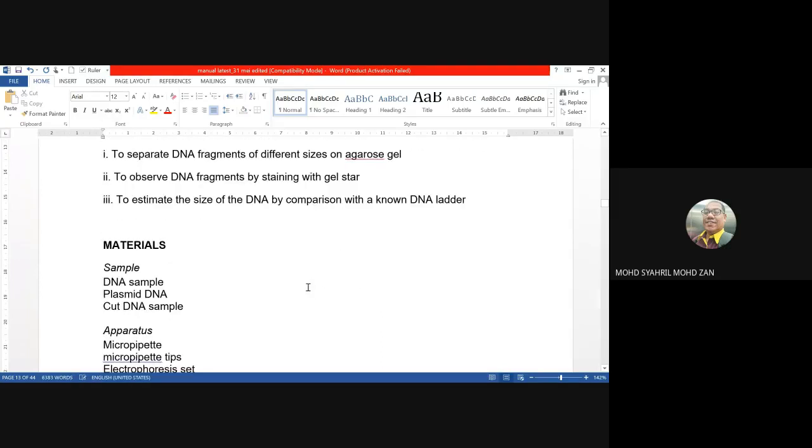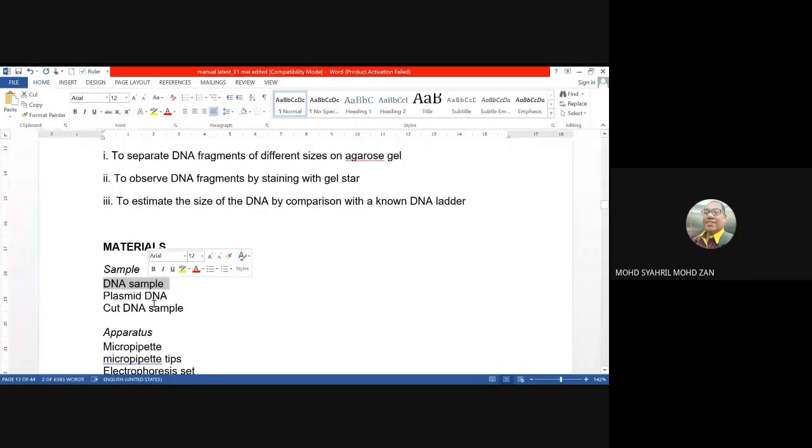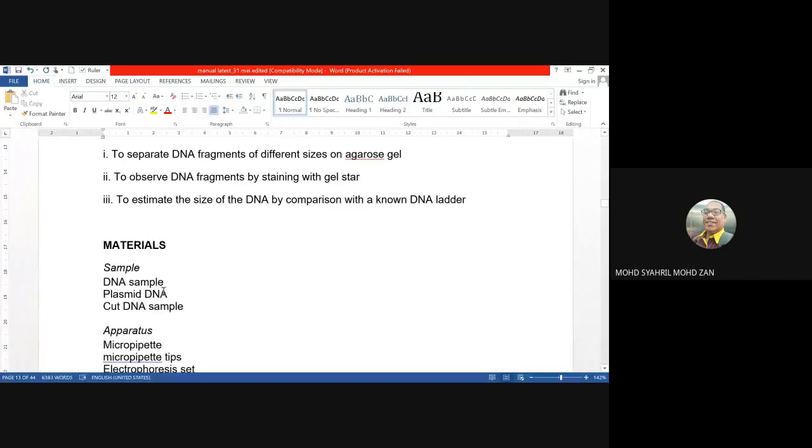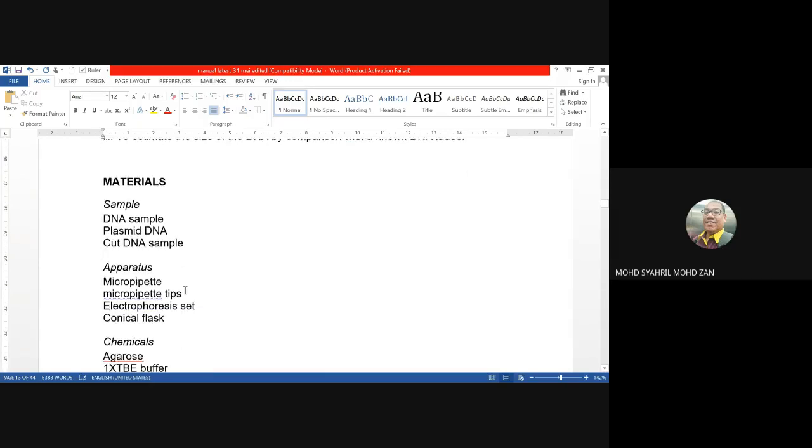Okay. So the materials that we need, number one, is the sample DNA, which is from activity number one that you got earlier. So the difference between DNA sample and plasmid DNA: plasmid DNA is from bacteria, so you can use that as well, or cut DNA samples. So mostly, to compare from the experiment, we compare our DNA from animal and also DNA from bacteria. Right? Apparatus, we're using micropipettes and micropipette tips.